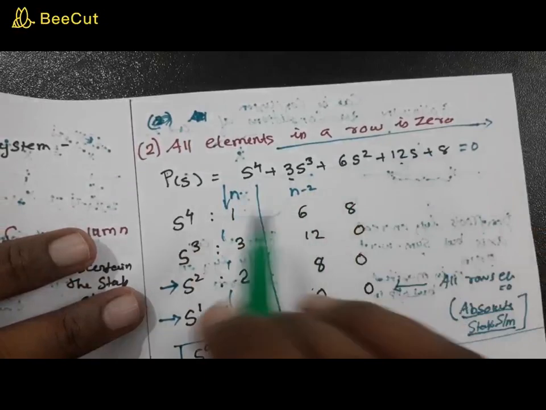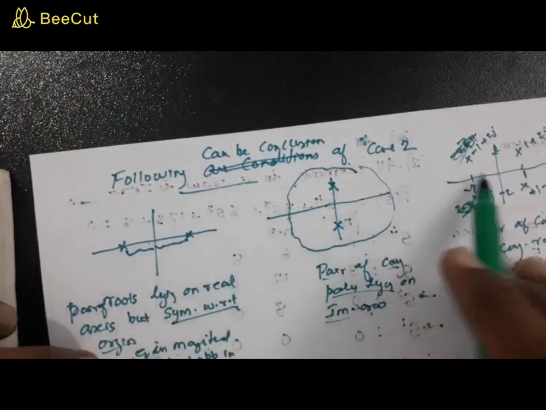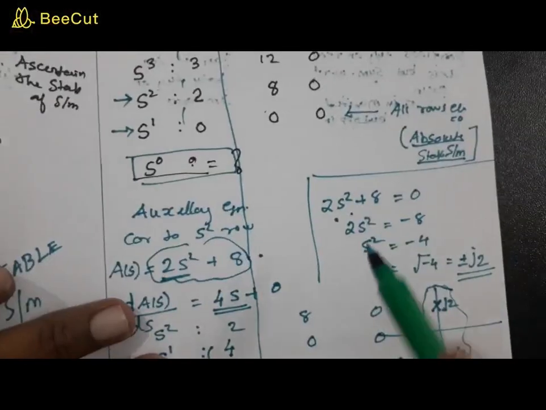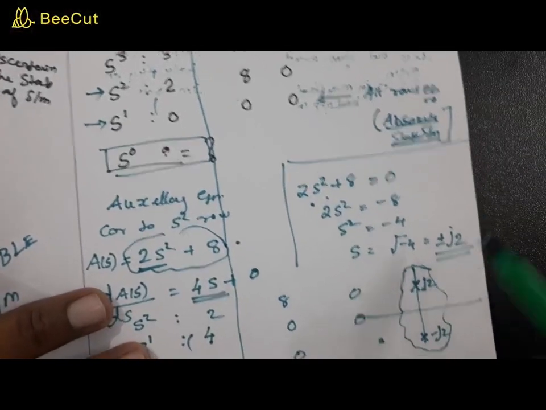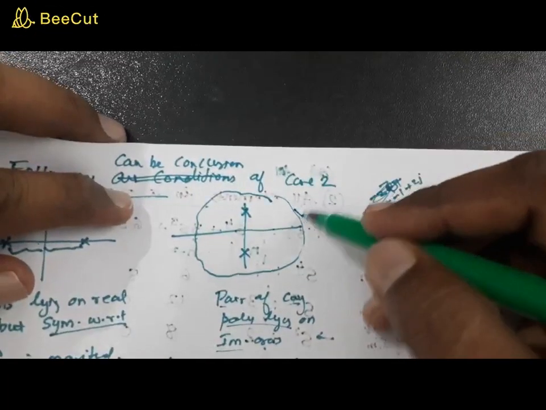So this case can denote any one of these conditions. You will be getting that information by solving the auxiliary equation. Now in this problem, when you solve the auxiliary equation, you have seen that the poles lie on the imaginary axis, and that is the second case as I have shown here.